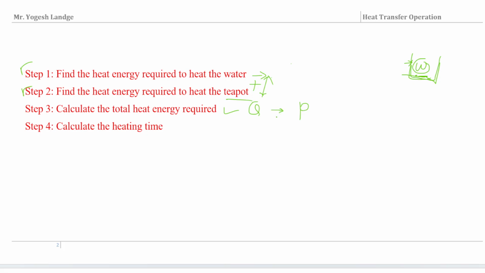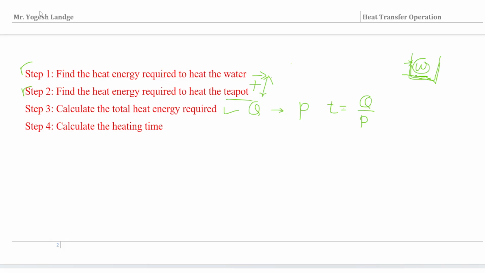On the basis of this relation, with the help of this formula, we try to find the time required to heat. It is Q, the amount of heat that is required, over the amount of heat that is supplied. It will give the answer as the time required to heat the water. So let's first try to get the value of the first case, which is the energy required to heat the water.